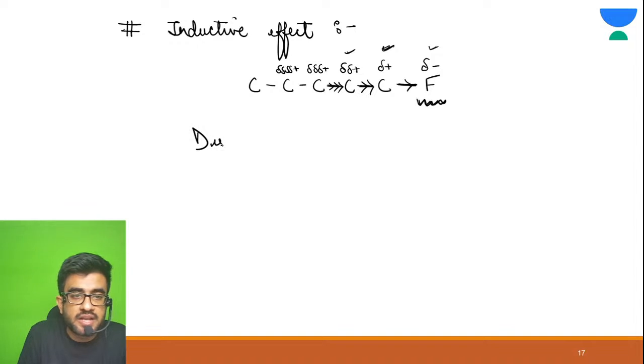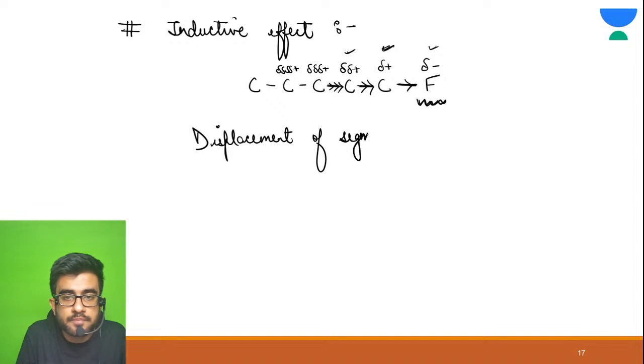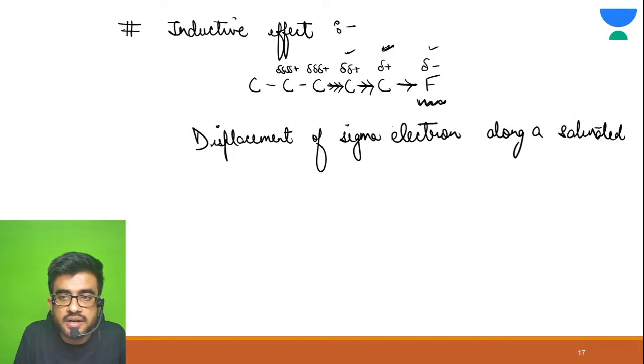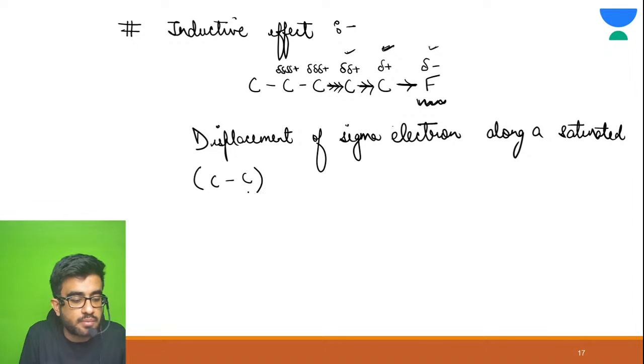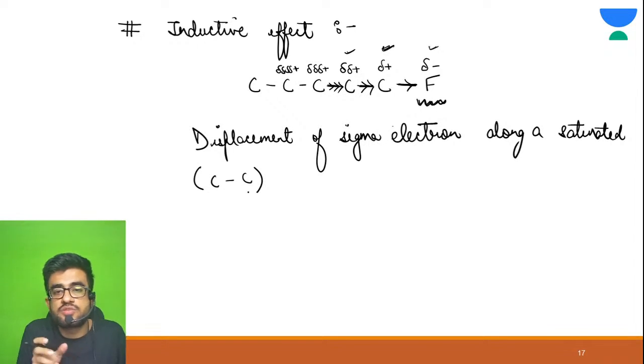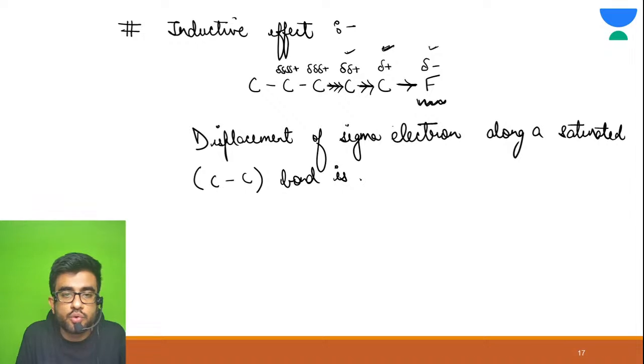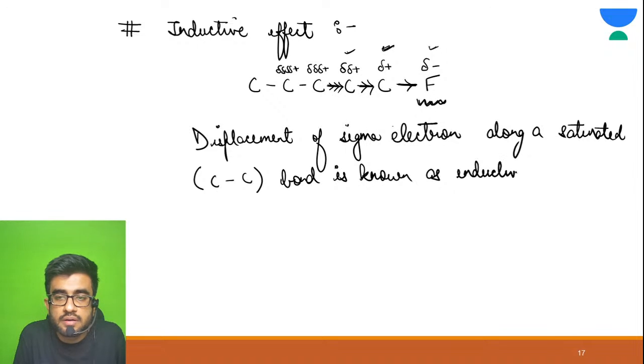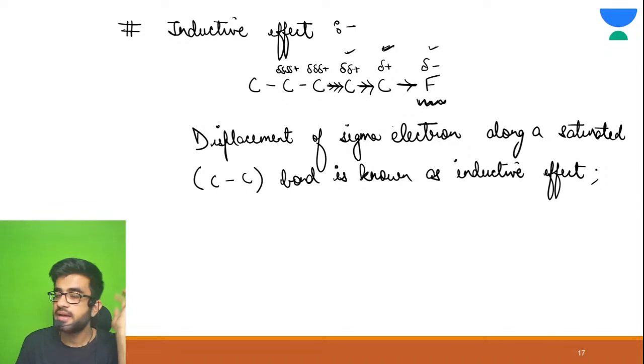So we say displacement of sigma electron along a saturated carbon chain. Saturated means carbon single bond carbon. Because of displacement of sigma electron along a saturated carbon-carbon bond is known as inductive effect. Are you getting my point? Alright. Why? Because all the bonds must be what? Single bond or sigma bond.